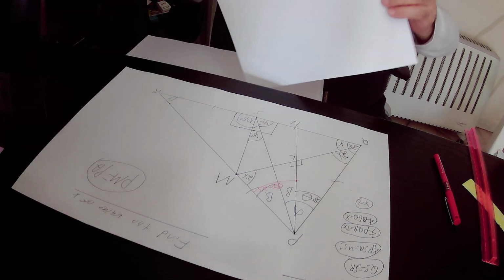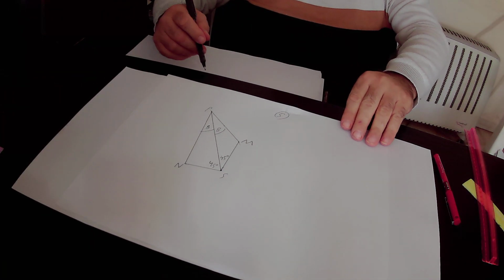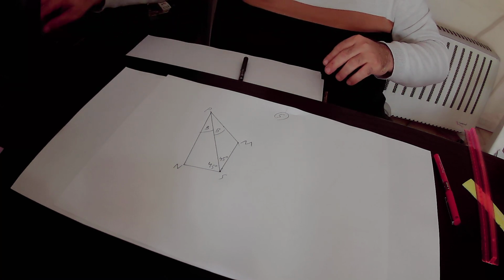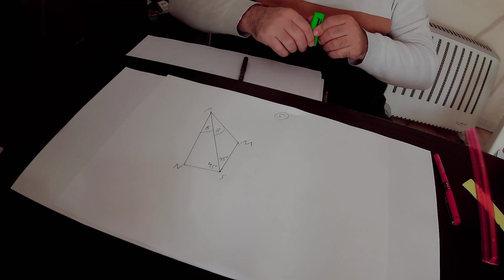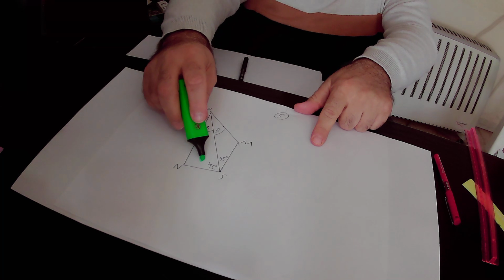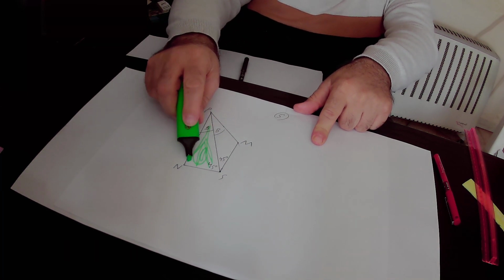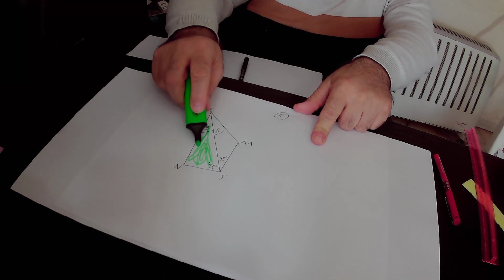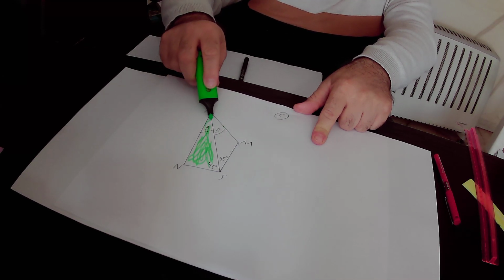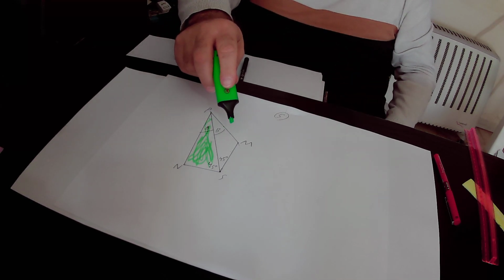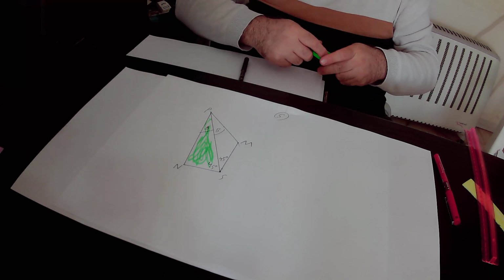I will repeat again. We will prove that the green triangle PNS is congruent to the white triangle PSM. So I write it down.